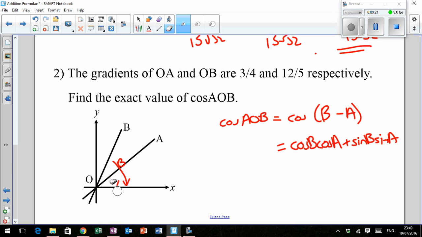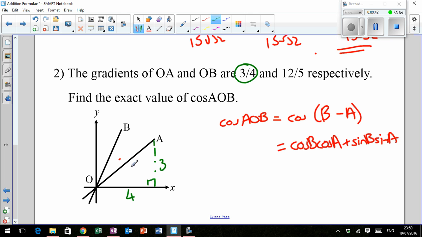Okay, now this is a slightly trickier question, but we've cracked the first part of it. Now the second thing we'll look at is the gradient there. OA is 3/4, and we know that gradient is vertical over horizontal. So that means in there the vertical is 3 and the horizontal is 4, which means your hypotenuse is 5 of that right angle triangle, and we've got values for cos A, which will be 4 over 5, and sine A, which will be 3 over 5.